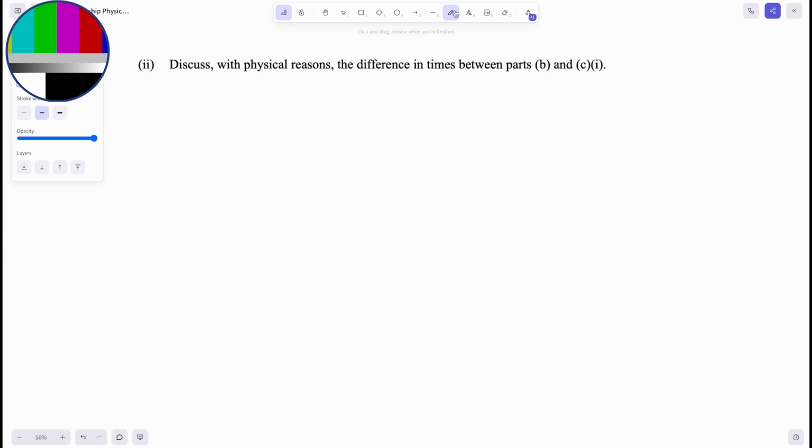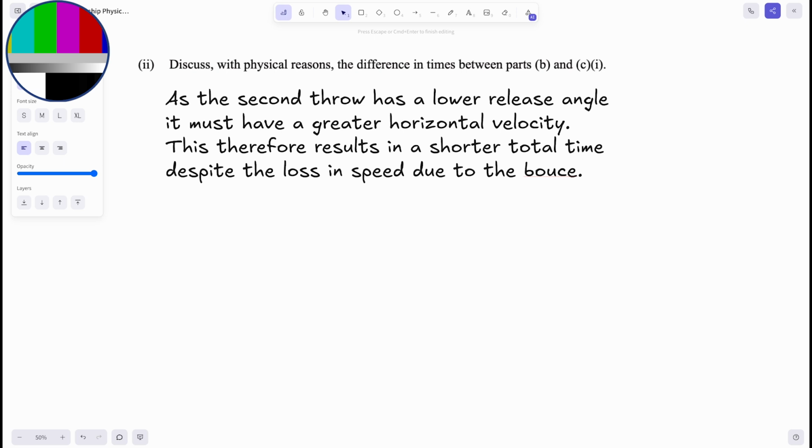Discuss with physical reasons the differences in times between part B and part C. So because the second throw in part C has a lower release angle, in order to travel the same distance, there must be a higher horizontal velocity. And therefore, as velocity increases, then time decreases as they are inversely proportional, and because the distance total stays the same at 80 meters. So we can write that in. As the second throw has a lower release angle, it must have a greater horizontal velocity. This therefore results in a shorter total time, despite the loss in speed due to the bounce.